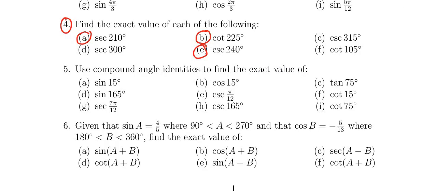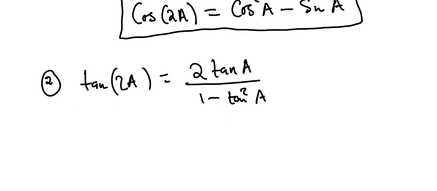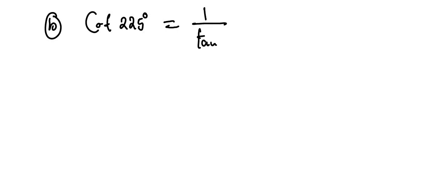Then we can also do number B. B is cot. They're saying cot 225. So B is also an example. So cot 225 degrees. This is what we are looking for. So this we know is the same as 1 over tan 225. That's what we are in need of. So we're going to first of all get tan 225.